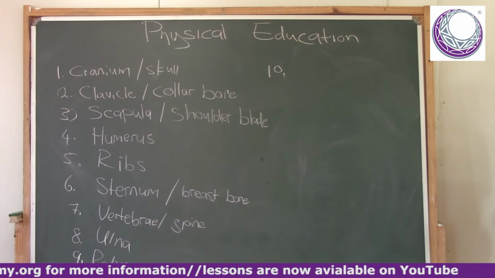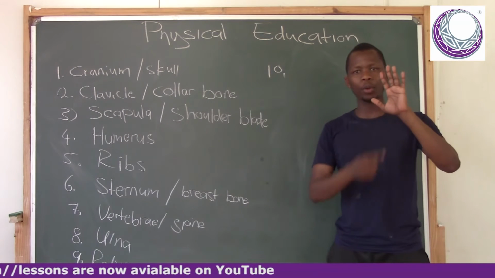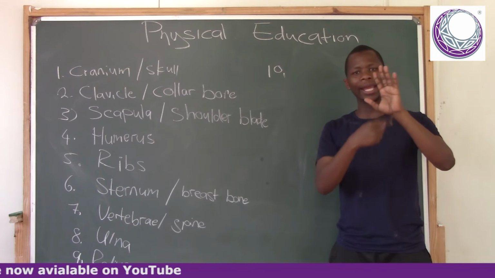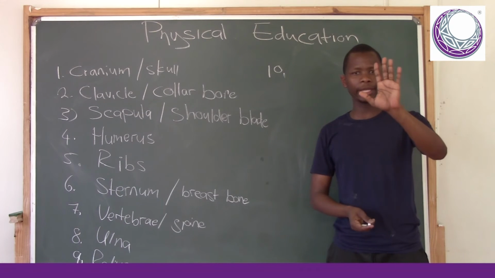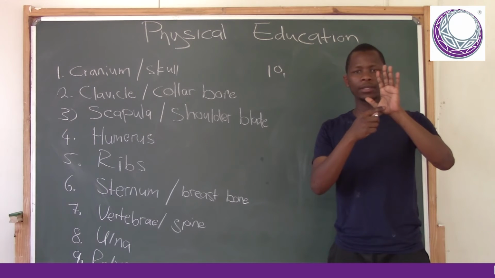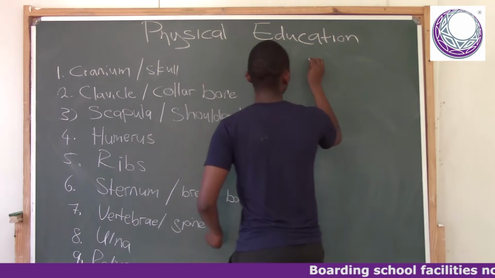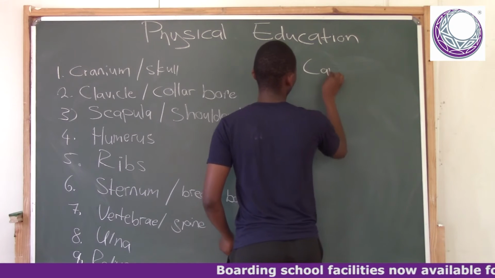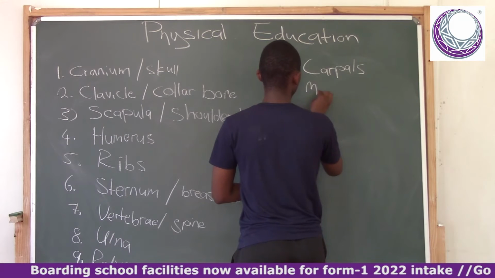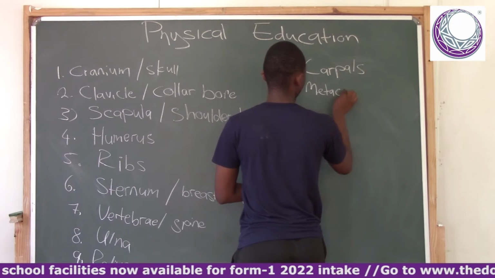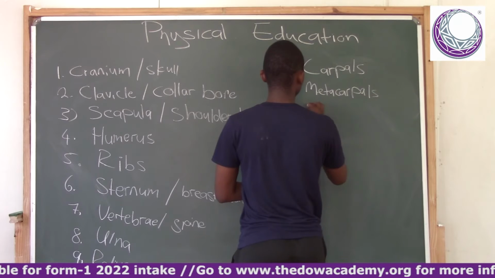Now, for the 10th bone, we have bones in the hand. Our hand is made of different types of bones. In the hand here, we have carpals, metacarpals, and phalanges.